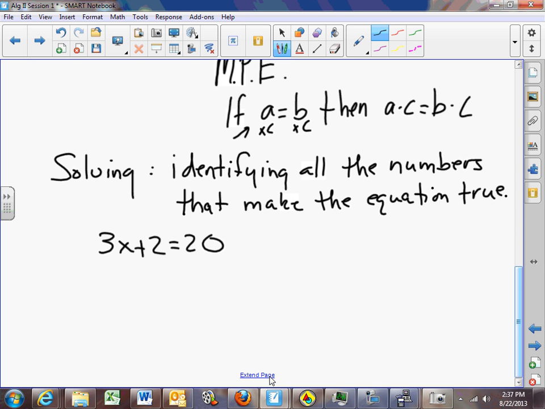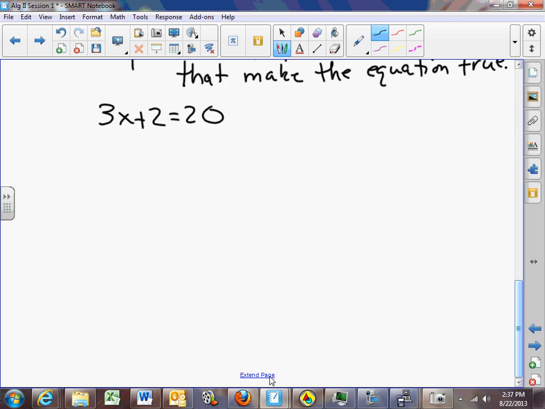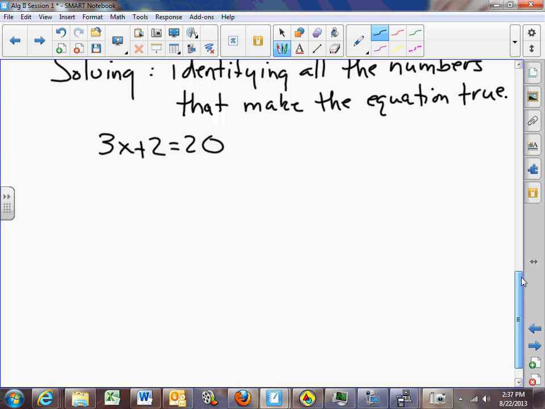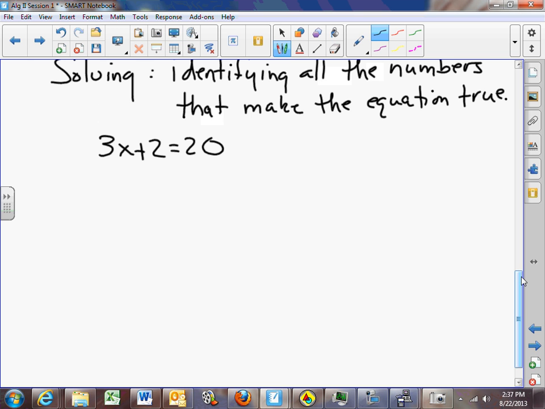Now, 3 times 6 is 18. 18 plus 2 is 20. So 6 would actually be a solution to this equation. Now, the question does come up, is that the only solution? Well, it turns out in this case that it is. But now, how would we actually proceed? What is the mechanism or the method that we would use to solve a linear equation? Well, let's just list a couple of things that you should probably do in order to solve a linear equation.